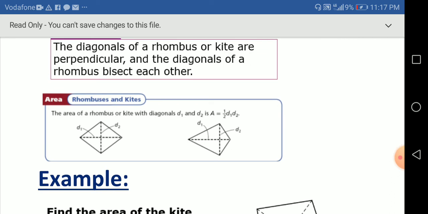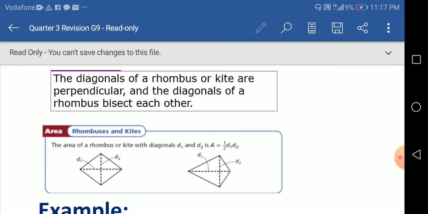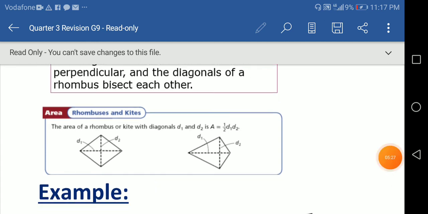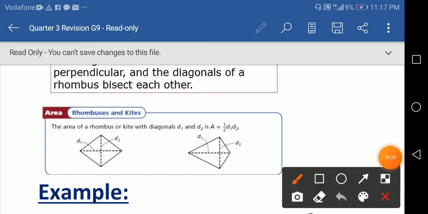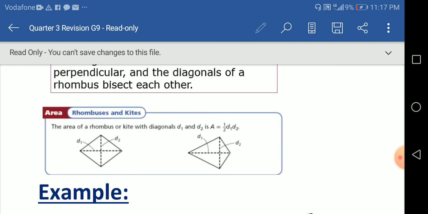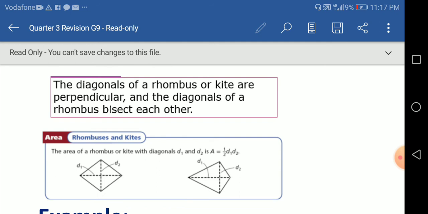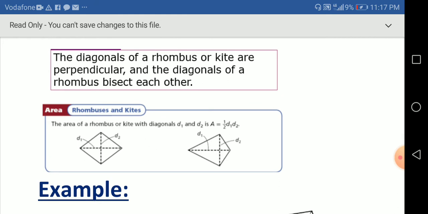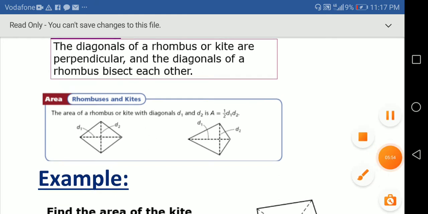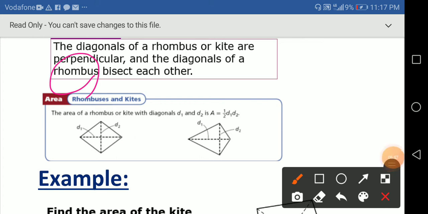What about the diagonals of a rhombus or kite? I'm going to enter the area of the rhombus and kite, and this was very easy. We have here rhombuses and kites. Can you see the diagonals of a rhombus or a kite, with diagonals D1 and D2? So the area is half diagonal 1 times diagonal 2. Remember, the diagonals of the rhombus or kite are perpendicular. Remember that. And the diagonals of the rhombus bisect each other.